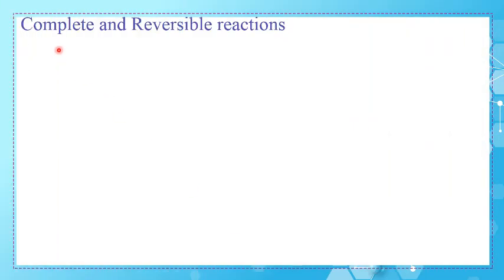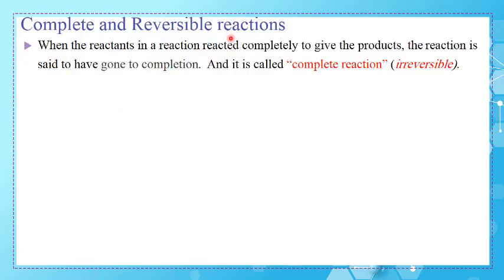Now, what about complete and reversible reactions? When the reactants in a reaction react completely to give the products, the reaction is said to have gone to completion, and it is called a complete or irreversible reaction. This is the case of all chemical reactions you have studied so far. It means from grade 6 maybe you have studied that simply reactants will give us products.